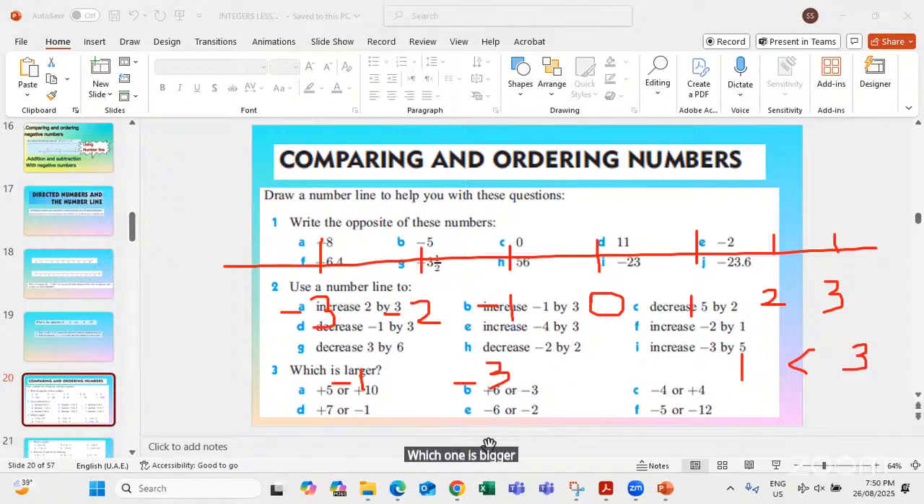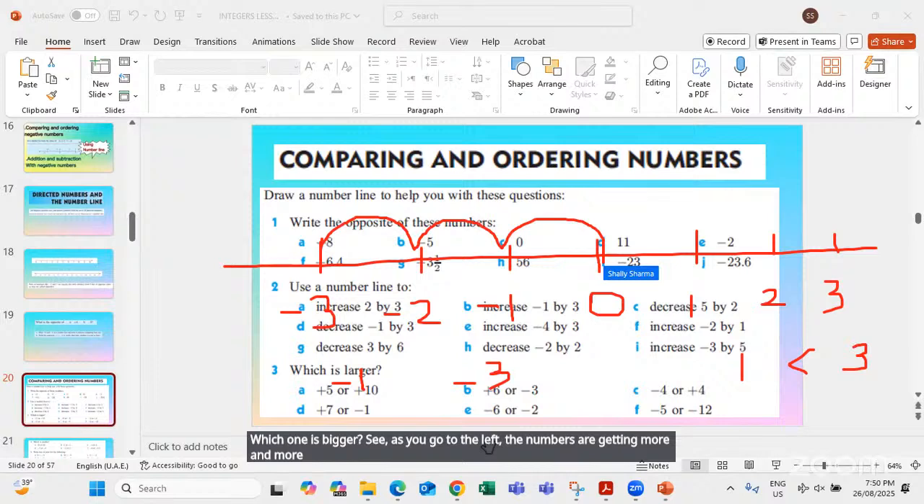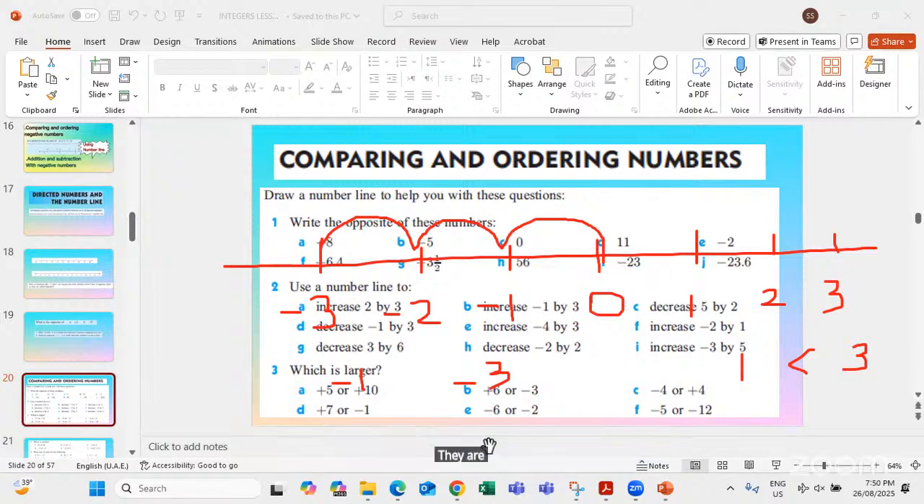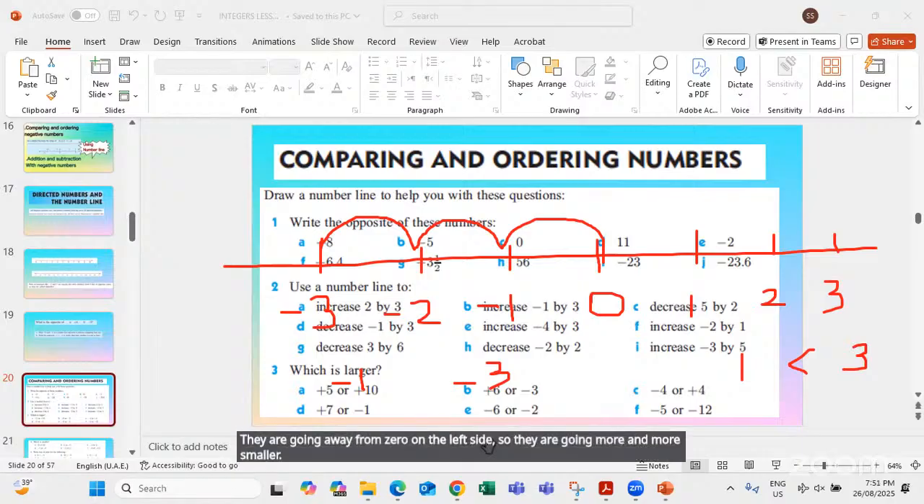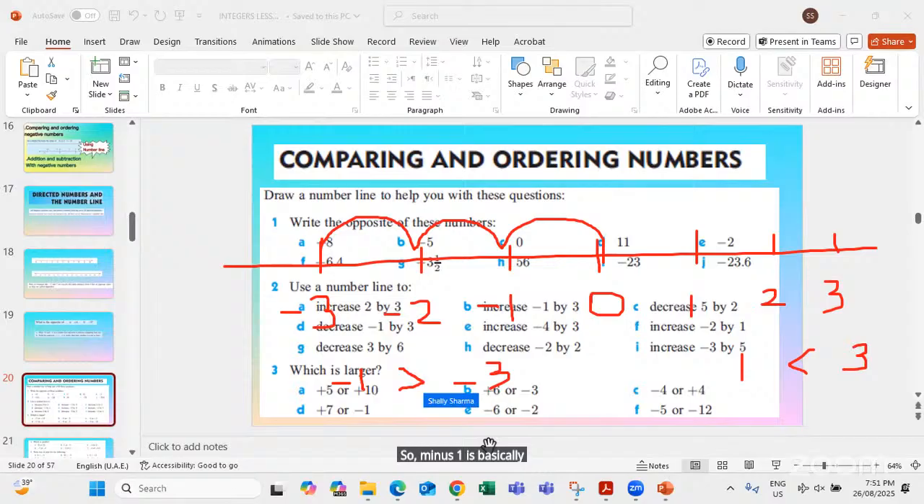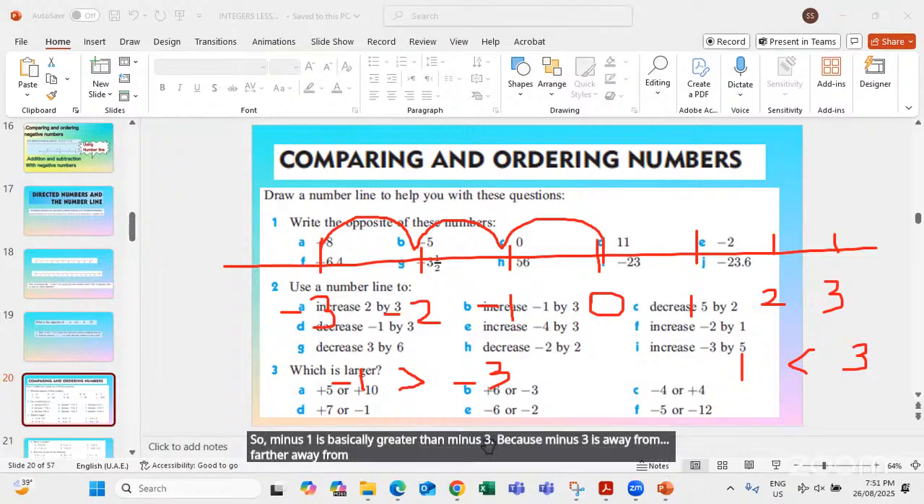See, as you go to the left, the numbers are getting more and more negative and they are becoming more and more smaller. They are going away from 0 on the left side, so they are going more and more smaller. So minus 1 is basically greater than minus 3, because minus 3 is farther away from 0 as compared to minus 1. So minus 3 is smaller.